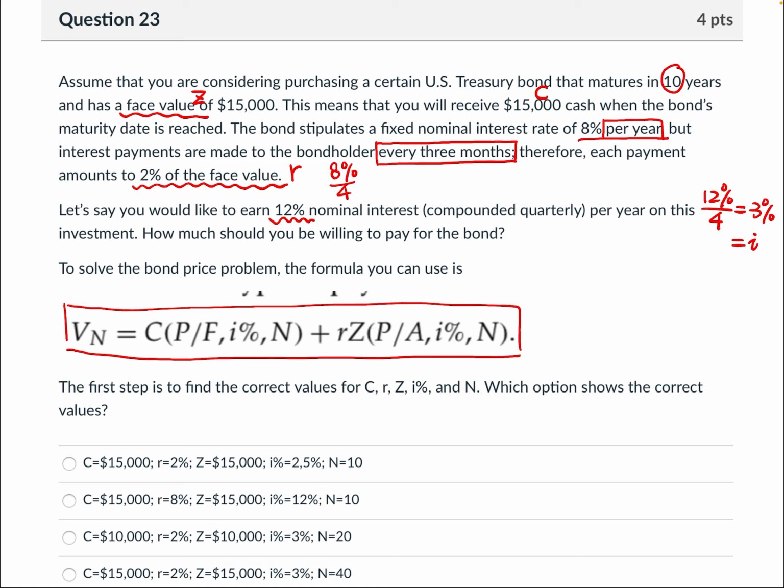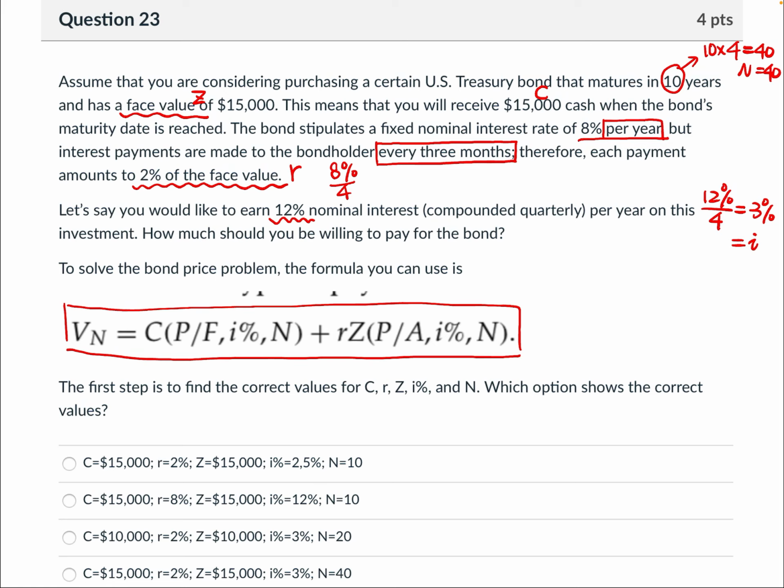And what is the number of interest periods? Because in 10 years, you're gonna have how many quarters? It's 10 times 4, which is 40. Okay, so n is 40.